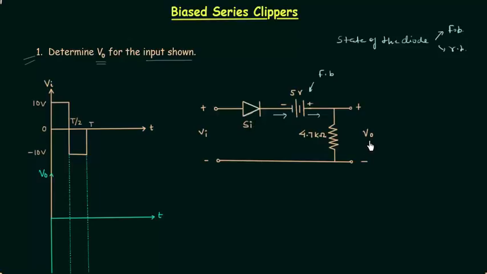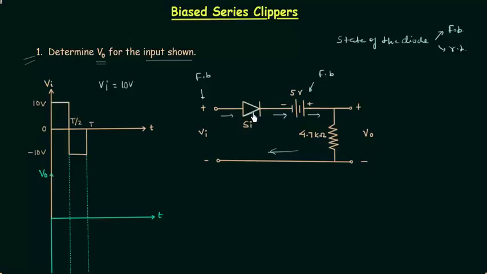Now we will try to plot the output waveform for the first half cycle from 0 to T/2. The input voltage VI is equal to 10 volts throughout this half cycle. You can see this will be the polarity, plus minus, and we have current in clockwise direction because of VI, like this. This will be the direction of the current because of VI, and the direction is matching with the direction of the arrow. So VI is also forward biasing the silicon diode.